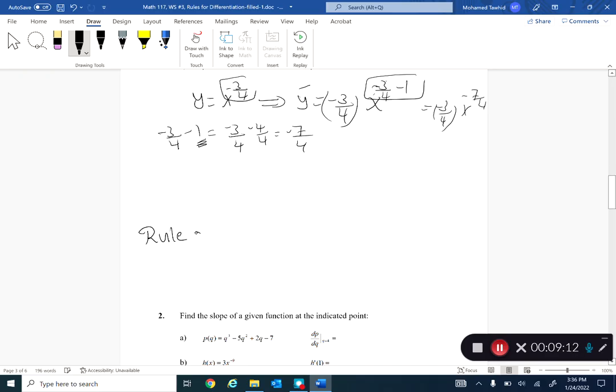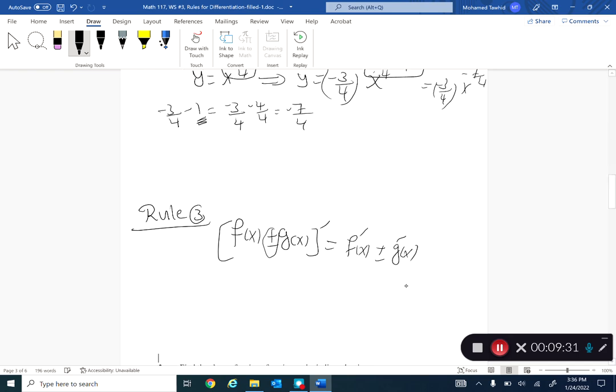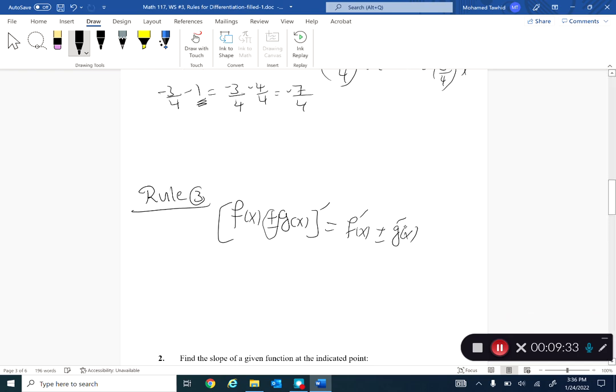Rule number 3 is you have f of x plus or minus g of x. What do you have in the middle? The middle here is plus or minus. Then it takes the derivative of the first one plus or minus the derivative of the second one. So you have to take the derivative of the first one plus or minus the derivative of the second one.